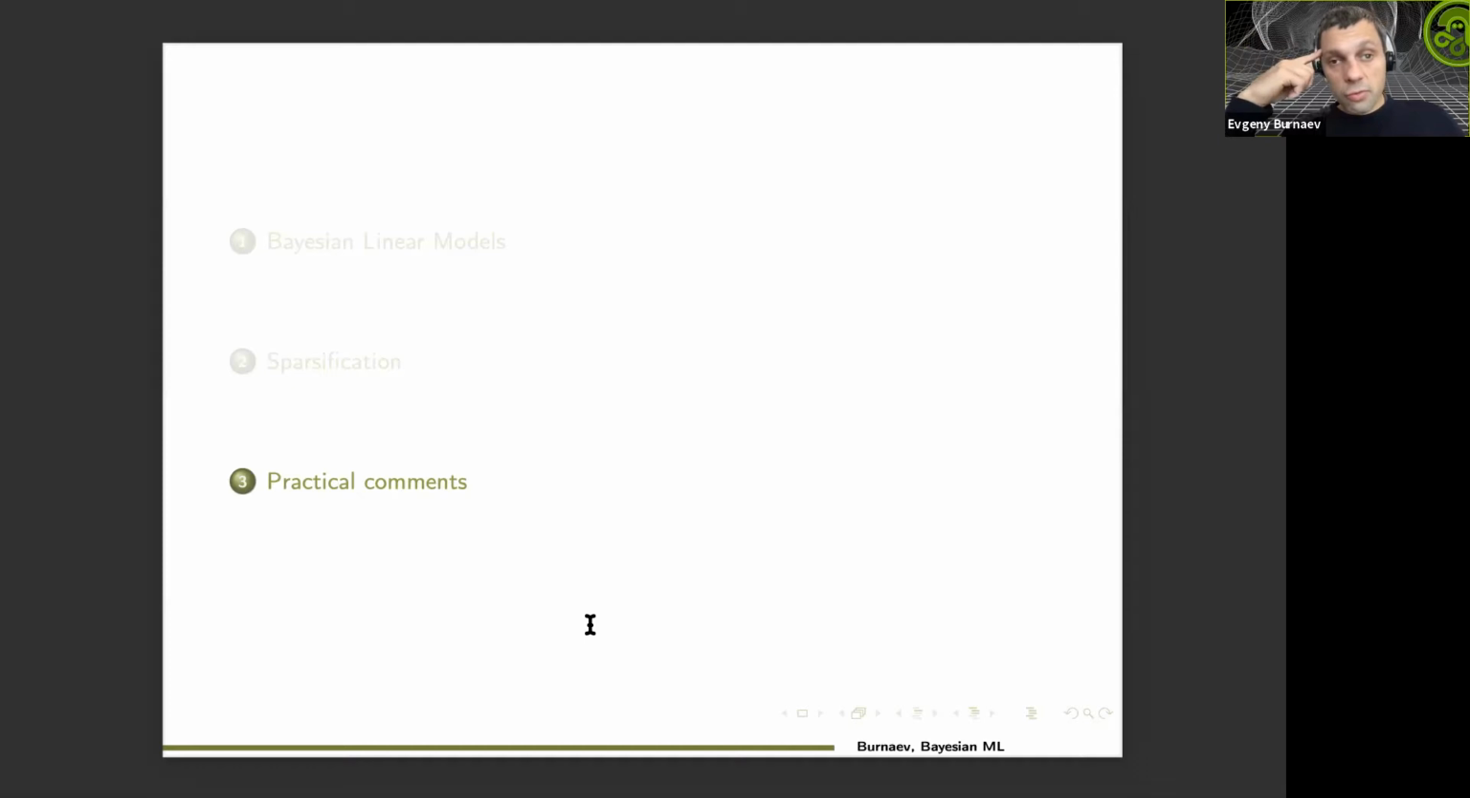Yes, this is a very good comment. Of course, if your sample size is like hundreds of thousands, and if the number of basis functions is like hundreds of thousands as well, this method computationally isn't very good. This is true.